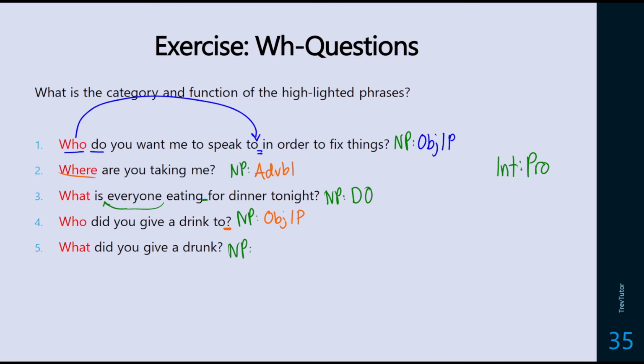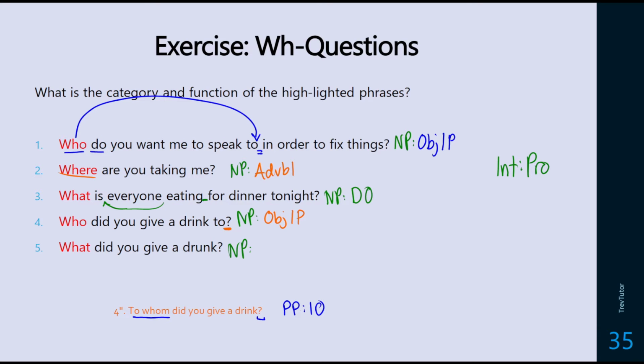And now in the final one, sorry, never mind, that's not an object. Yes, that is an object of a preposition in this case. If we said, here, I'm going to give you an alternative sentence: To whom did you give a drink? If we had this sentence, then this would be a prepositional phrase indirect object in this case, because we're saying, to whom did you give a drink? You gave a drink to someone, it's the recipient.